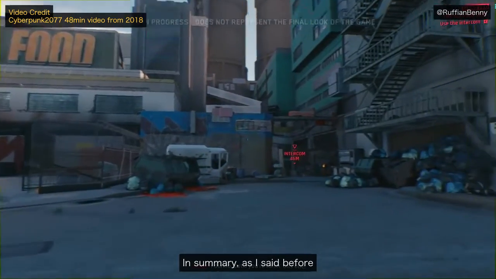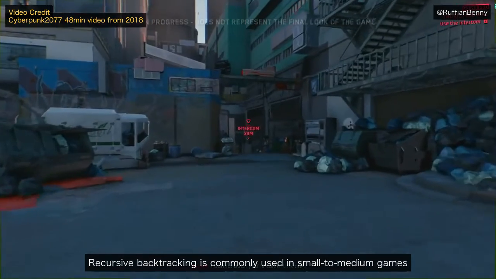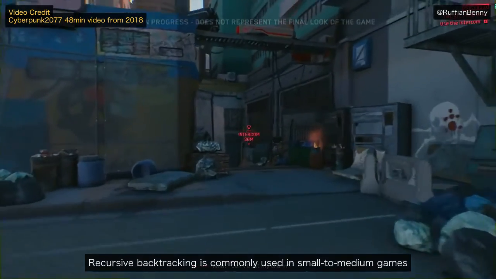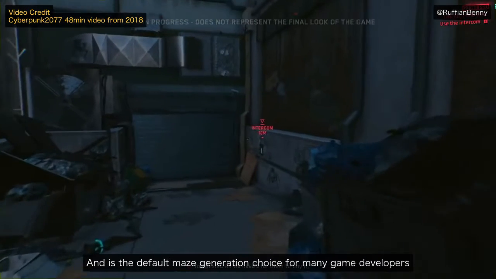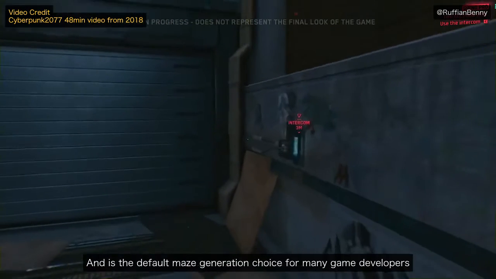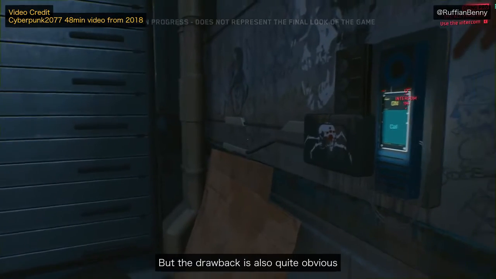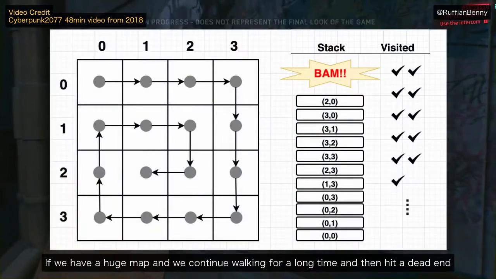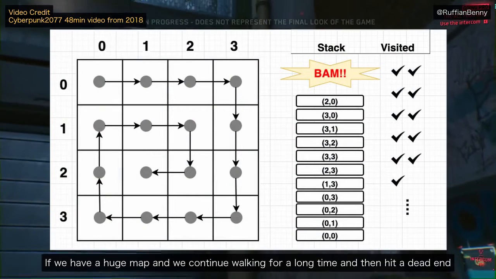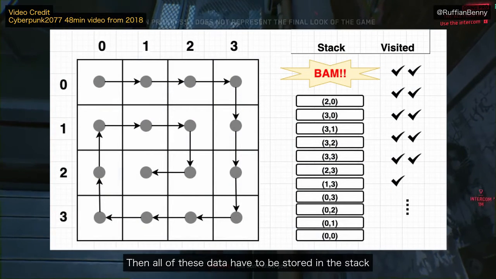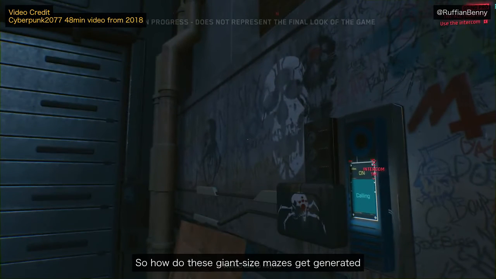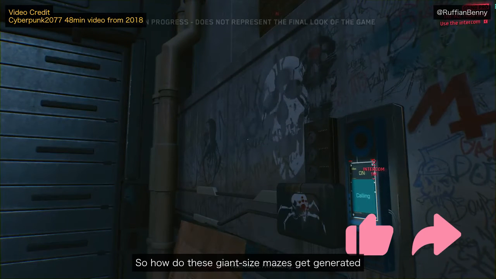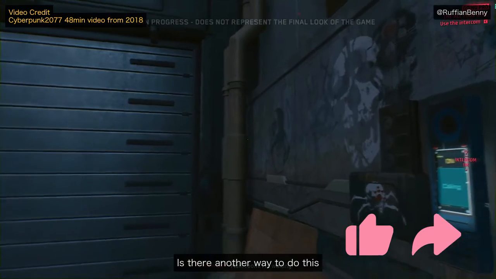In summary, as I said before, recursive backtracking is commonly used in small to medium games. It is easy to understand, straightforward to code, and is the default maze generation choice for many game developers. But the drawback is also quite obvious. If we have a huge map and we continue working for a long time and then hit a dead end, then all of this data before has to be stored in the stack, which is quite a lot of pressure for the memory. So how do these giant-sized mazes get generated? Is there another way to do this?